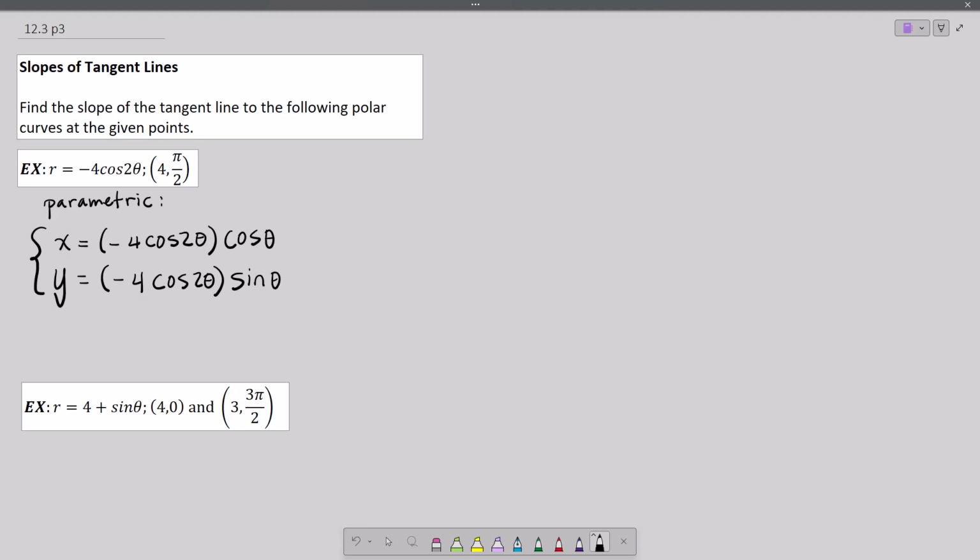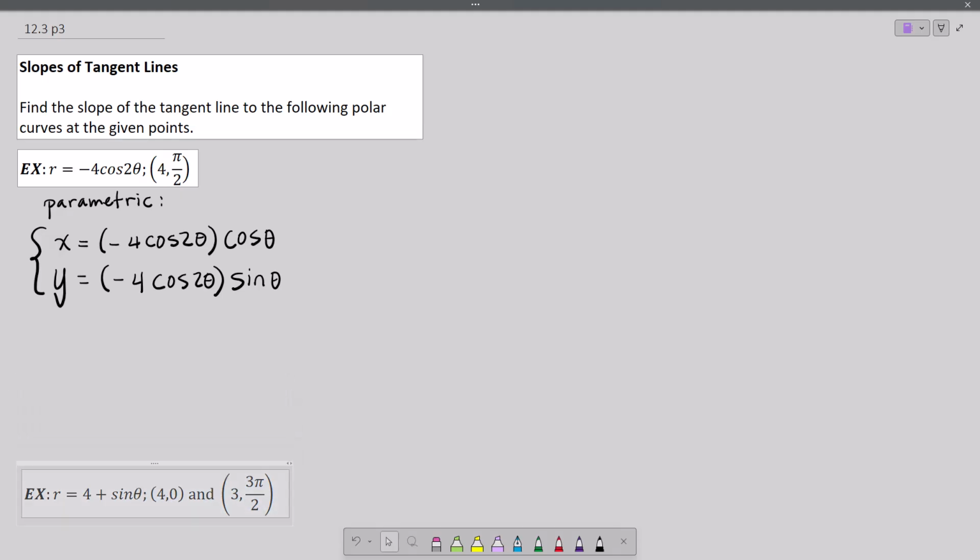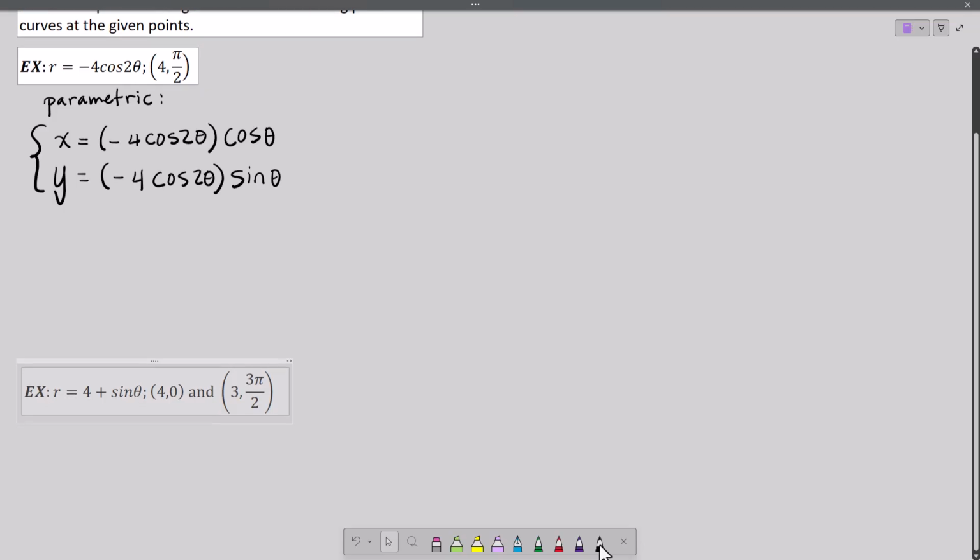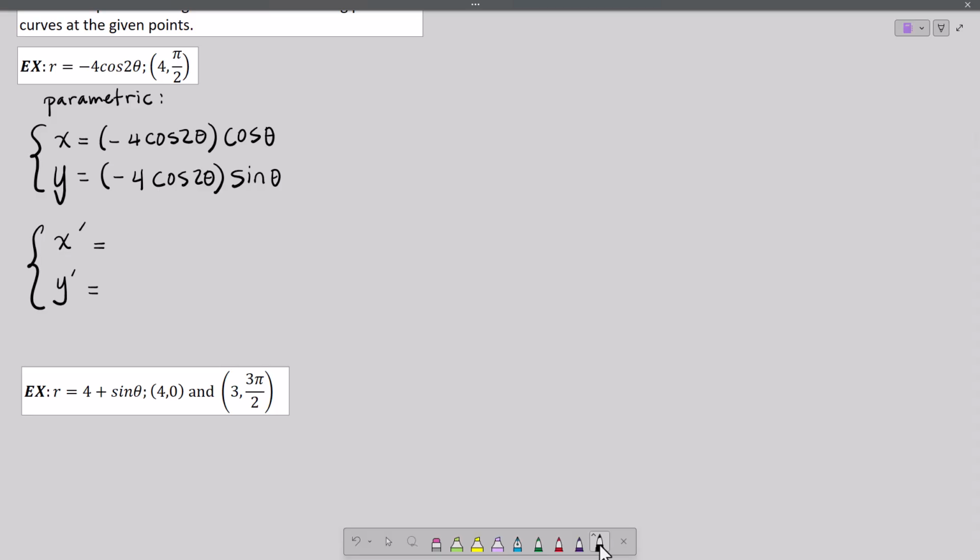Okay. Now it's in parametric. That wasn't too crazy. So it's in parametric form. Now we need derivatives. So let's just keep going down here. Let's find our derivatives, x prime and y prime. We have a product. There's our first function. There's our second function. So we've got to use the product rule. We're in calculus. Product rule is important.